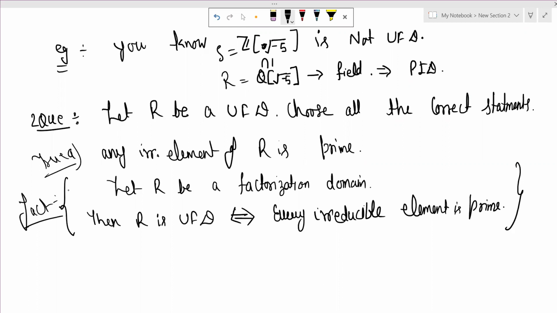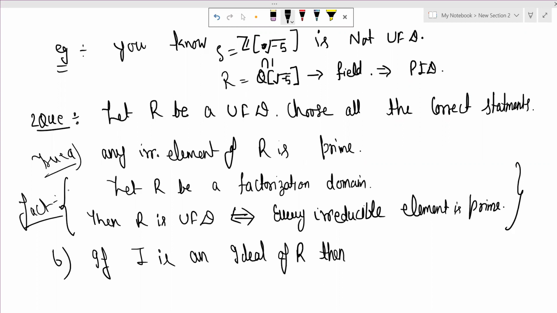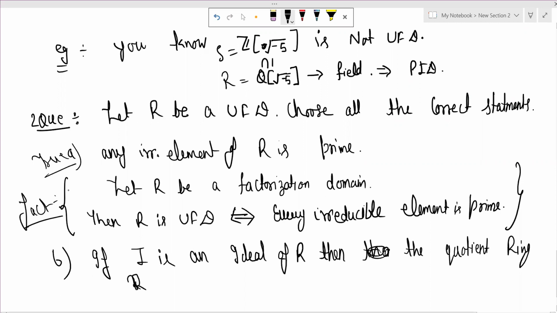So the second one: if I is an ideal of R, then the quotient ring R mod I is also a UFD. Right. So tell me, is this true or not? Some ideas, approaches.